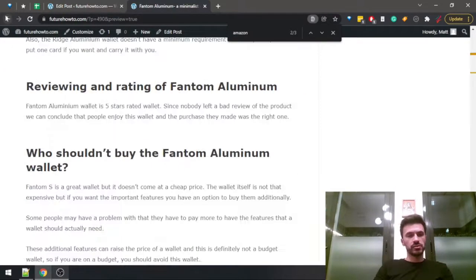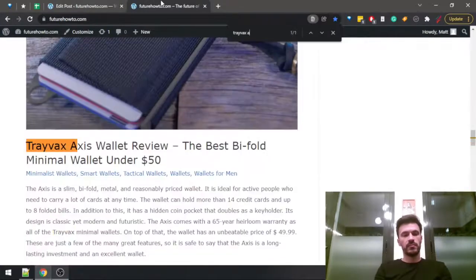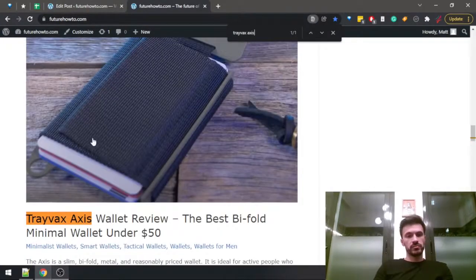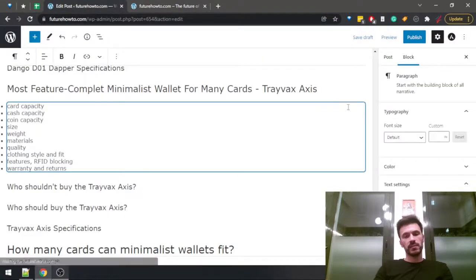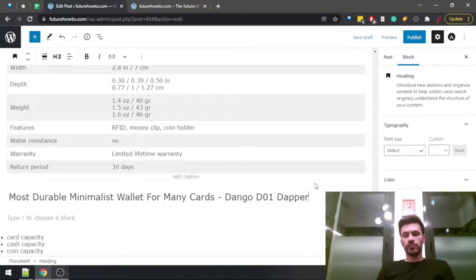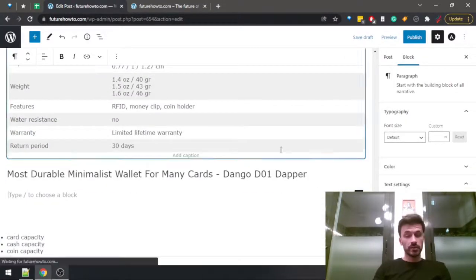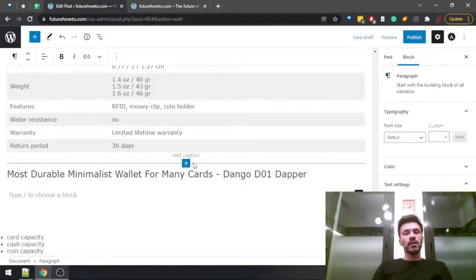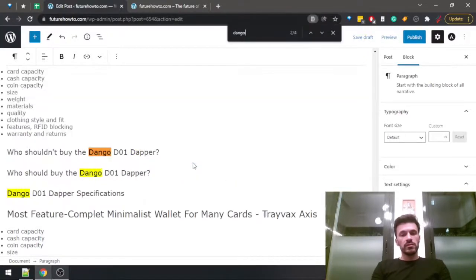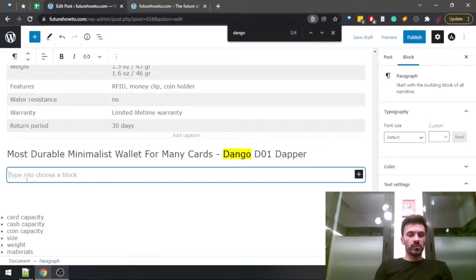Travex access. Let me just check something. This is a bifold wallet that has a lot of features. Okay, let's keep it like this for now. Maybe we're gonna remove the last one because I'm not sure it makes sense. This is bifold, multiple attachment, coin pocket, key holder, RFID blocking. Okay, maybe it's gonna stay. Let's see. Is this the only Dango product here? Yeah, it looks like.